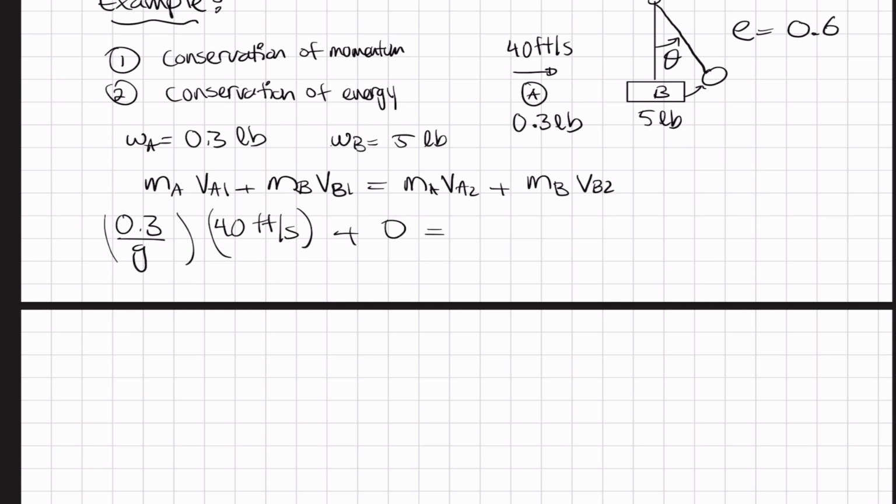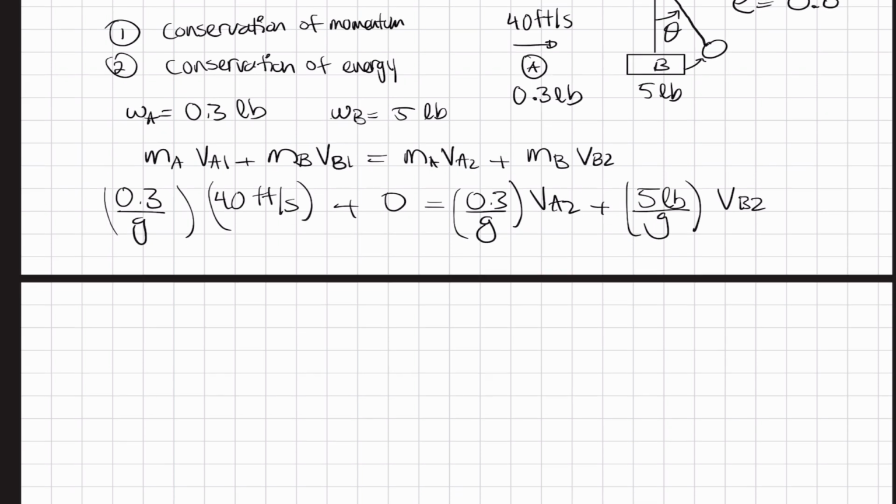MA VA1, we don't know what VA2 is. So this is basically 0.3 g VA2, and we have 5 g, and this is VB2. So those are the two velocities that we don't know. So this is one equation, two unknowns.